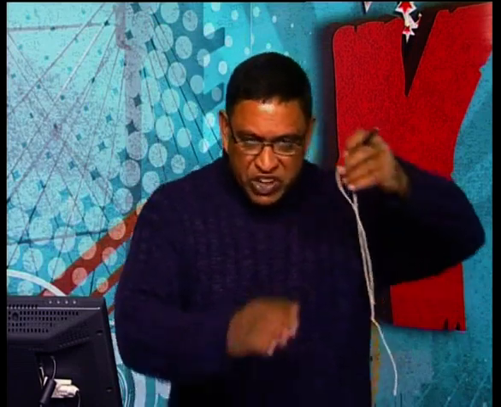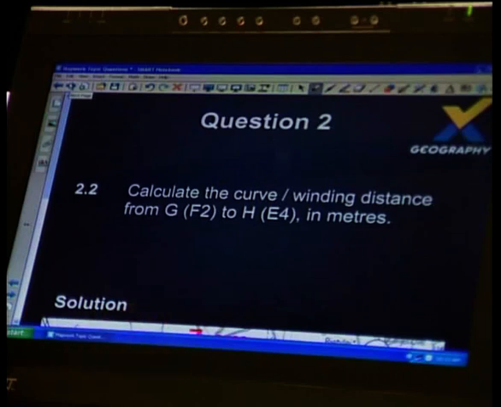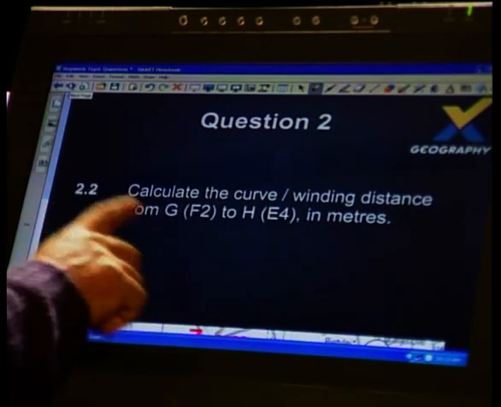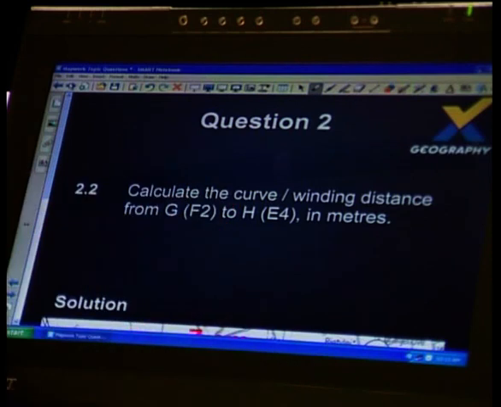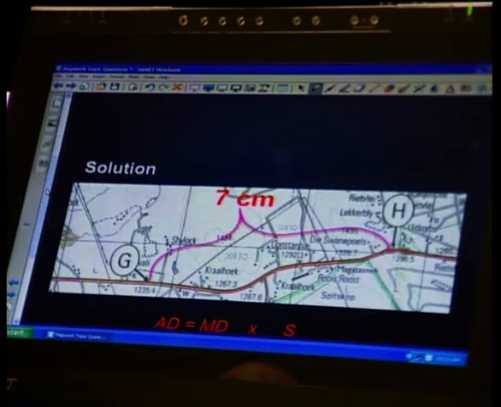Remember the string. This is what we use. I know some people use the compass or the divider. Some people use pieces of paper. But I'm going to use the string method. Okay? So it says calculate the curve winding distance from G in F2 to H in E4. So very quickly, I'll give you an extract from the map again. Remember, this is exaggerated again.